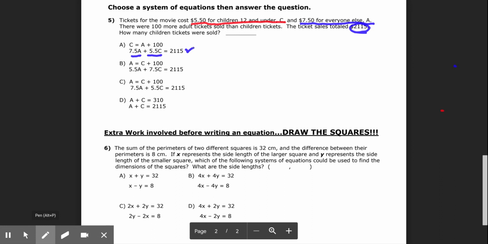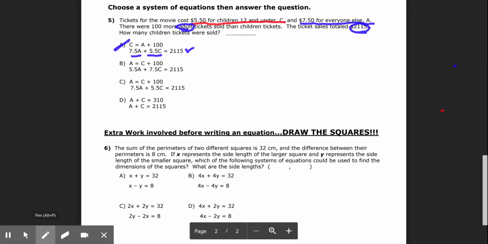There were 100 more adult tickets. All right, so remember when we talked about this, I think it was on notes 40. What if there are two things listed here, when it says more than or less than, you go with whatever is listed first. So if adult is talked about first, it said there were 100 more adult tickets, then it's going to be A equals. Okay, so it'll be A equals C plus 100, not C equals. So this one is incorrect.